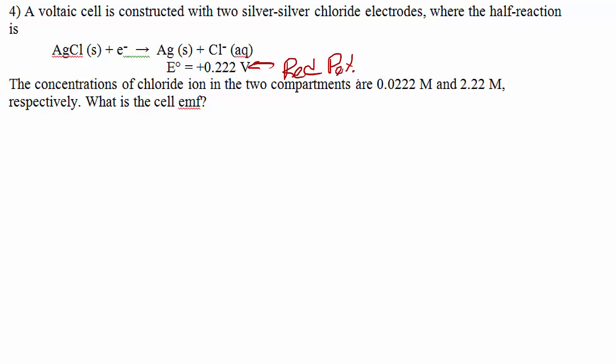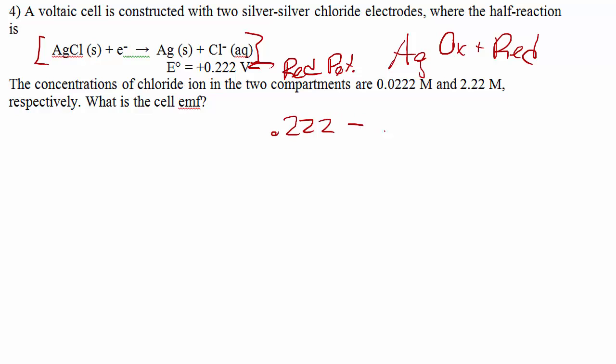But if we think about it, we have this going on. So we have Ag being oxidized and reduced. So we're really getting, all right, a reduction potential of 0.222, and also the oxidation potential of that being negated, so minus 0.222, which equals 0 volts. That's our E naught. So our E naught is 0.